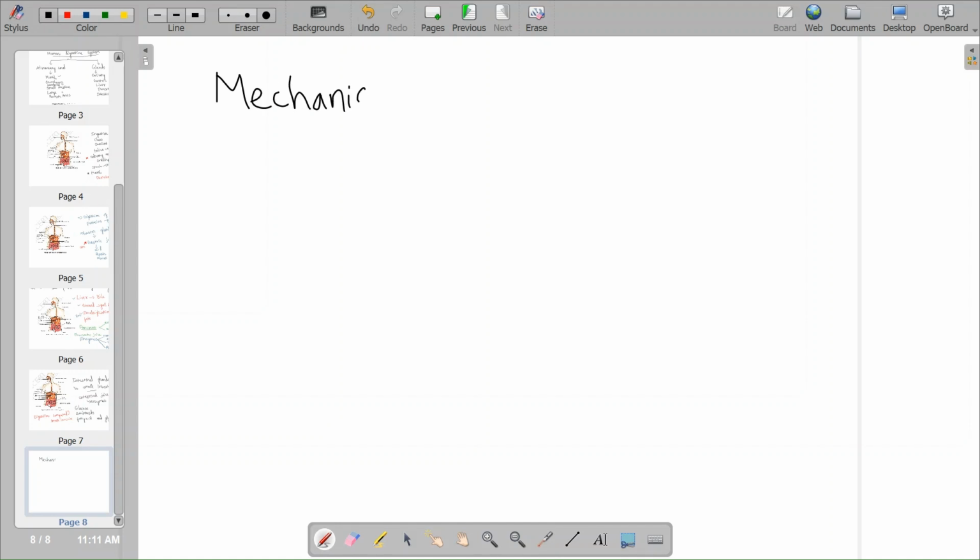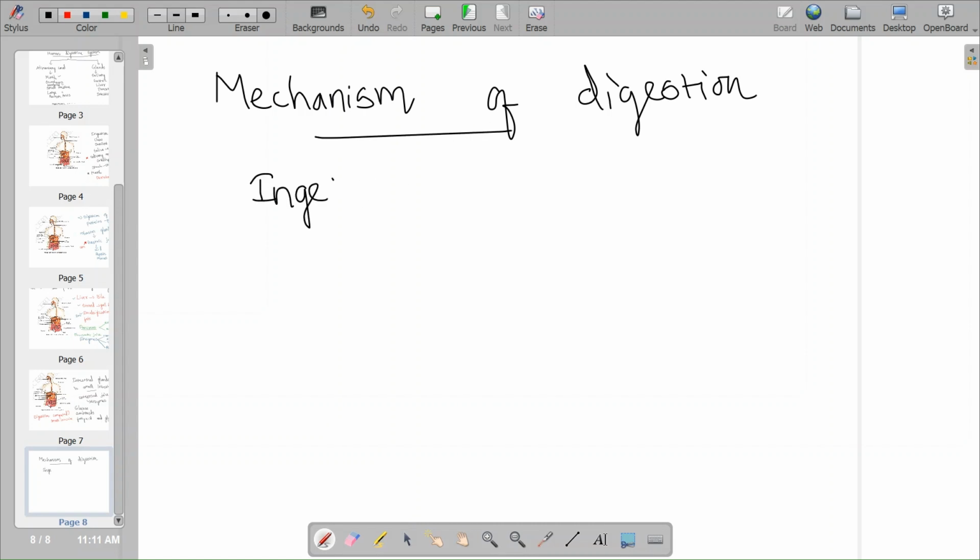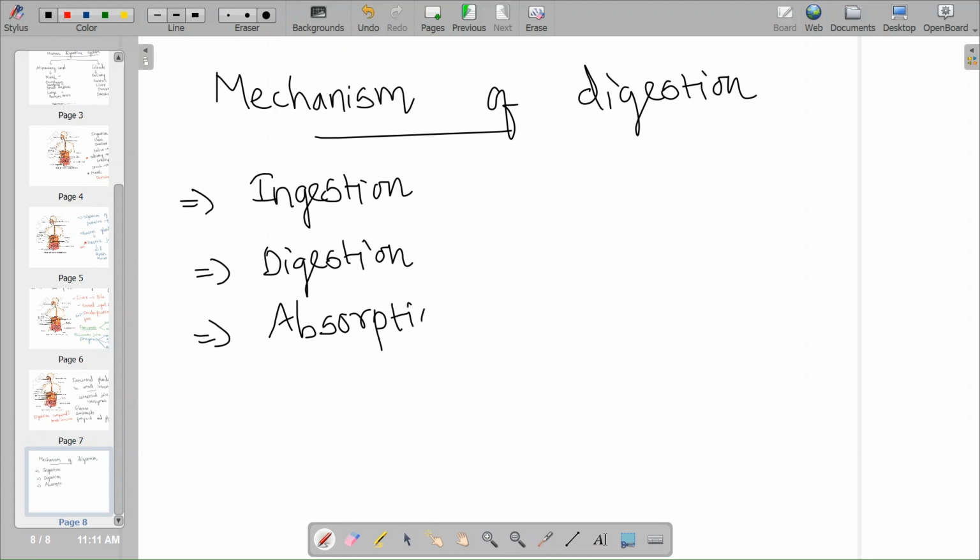The mechanism of digestion involves ingestion, the intake of food materials; digestion, the breakdown of complex nutrients into their simplest form, which occurs in the mouth, stomach, and small intestine; then absorption of nutrients, assimilation, and egestion.